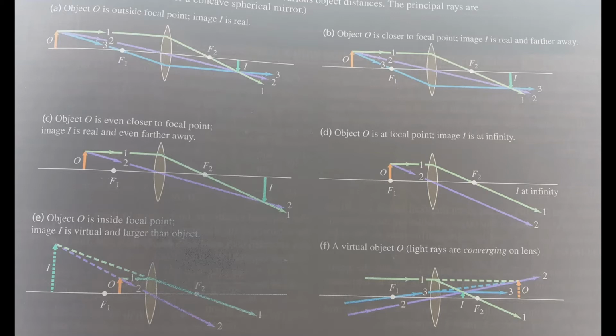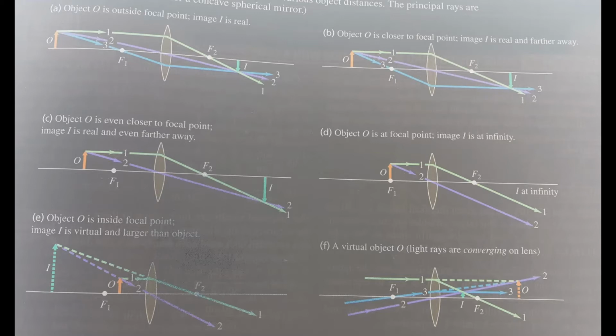Ray 2 is from the top of the object going straight into the lens, a straight diagonal line, and then intersects the purple line after the lens. And ray 3 is the line coming from the top of the object going through the focus F1 that hits the lens, and then it goes in a straight line parallel to the principal axis. So here the object O is outside the focal point, so it's to the left of F1, and the image I is real because it's formed by the light rays, and all three rays are intersecting, and that is where the image is formed.